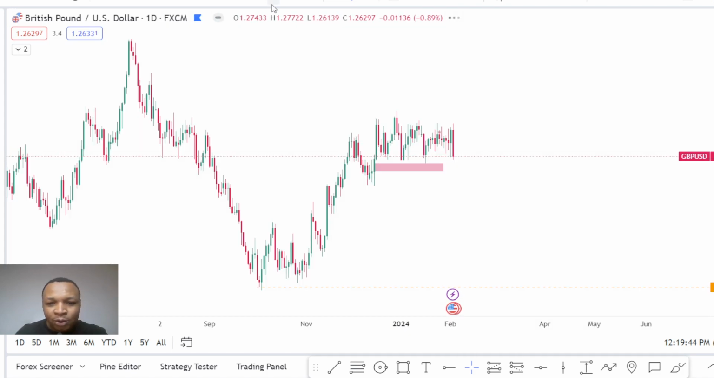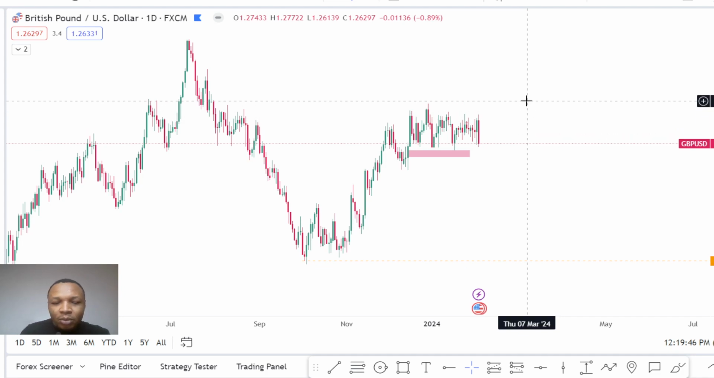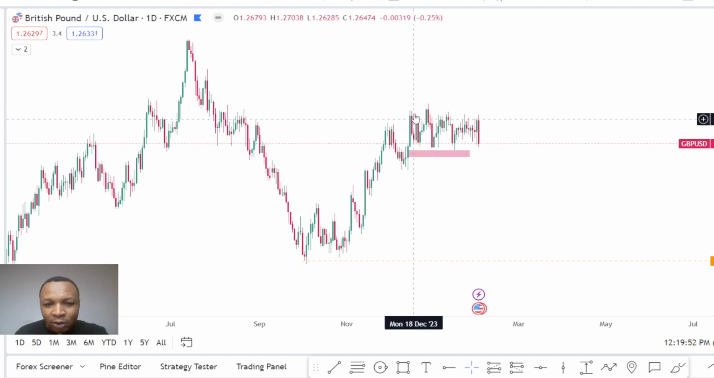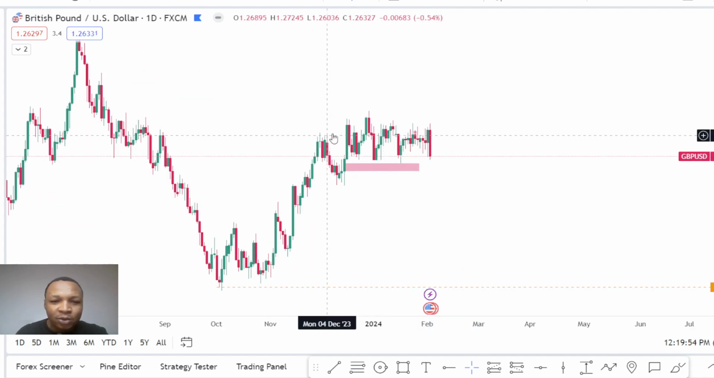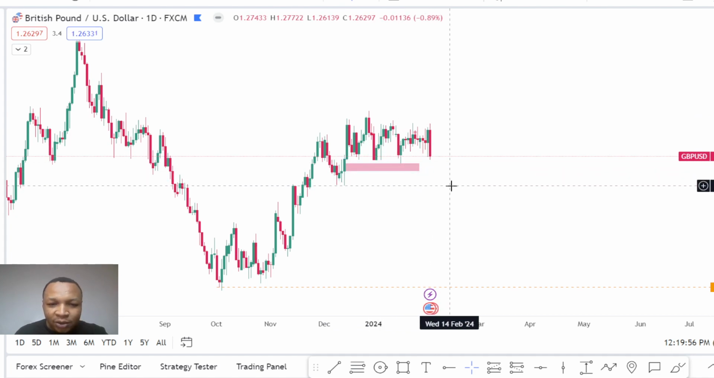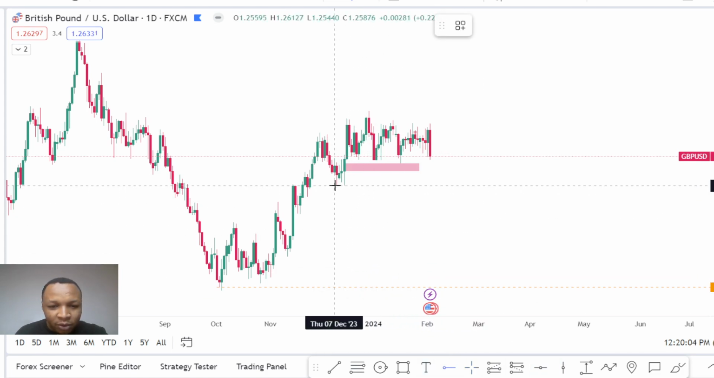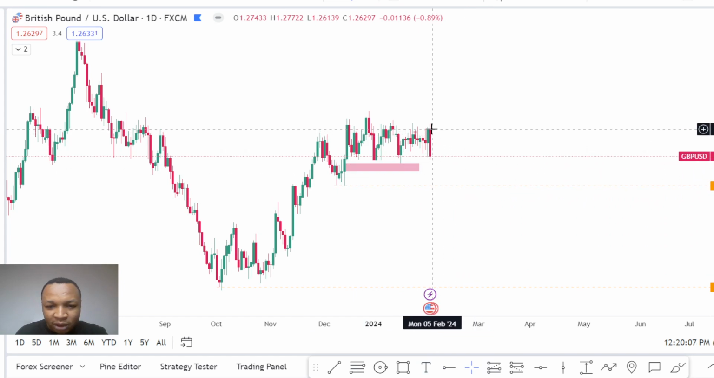All right, so over to the daily time frame. Now, looking at GBP on the daily time frame, we can see that it has been stuck in a range for quite a couple of days now, and I hate to trade in ranges. All right, so I'm expecting and anticipating that GBP is going to break this low and continue trading further downwards in the coming week.